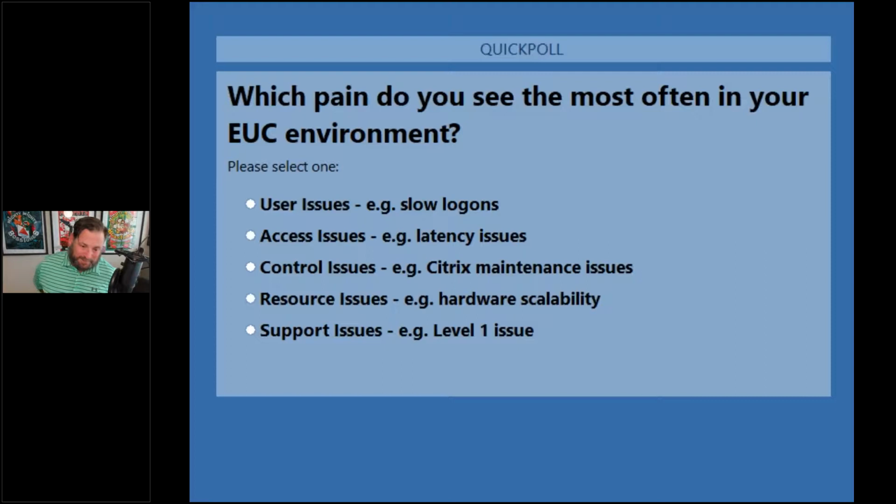Your biggest pain point. So what's the biggest pain you most often see in your environment? I'm sure there are many, and I try to categorize them based on the access plane of Citrix. So user issues: slow logins, profile, things like that. Access issues: latency, gateway, username and password, two-factor authentication issues. Control issues: hey, you've got to upgrade all your Citrix infrastructure, you're having OS issues, things like that. Or resource issues: hardware scalability, hardware issues. And then finally support, level 1, level 2 issues.